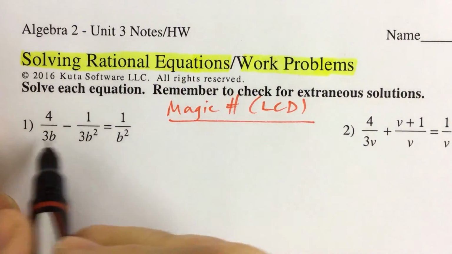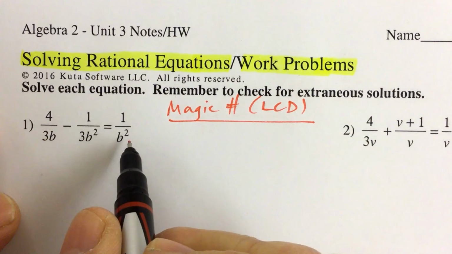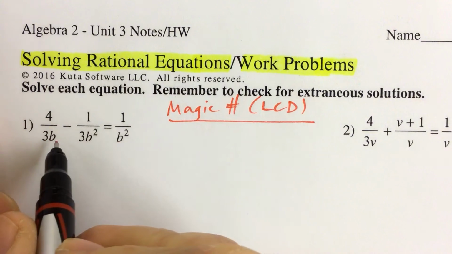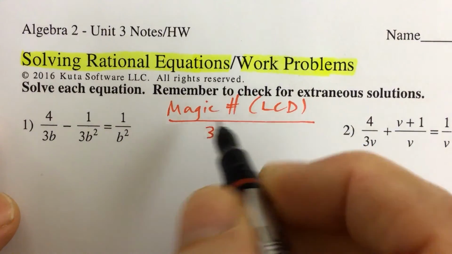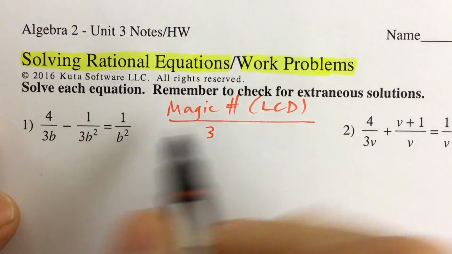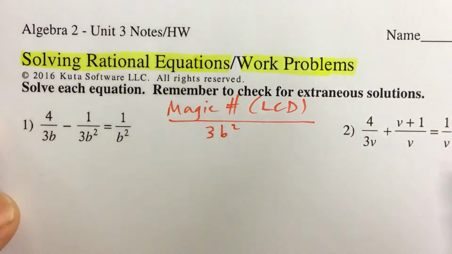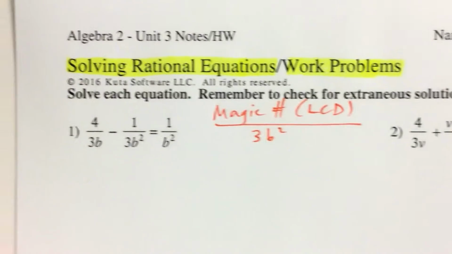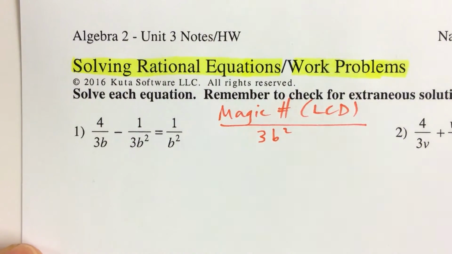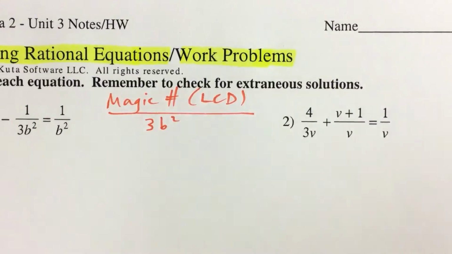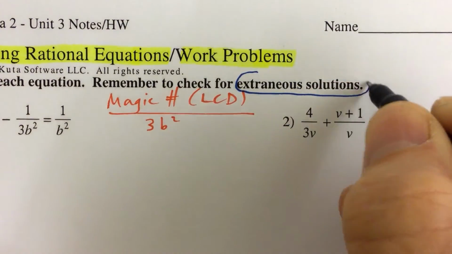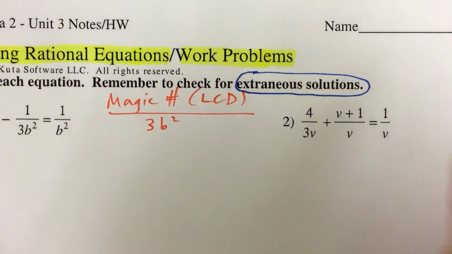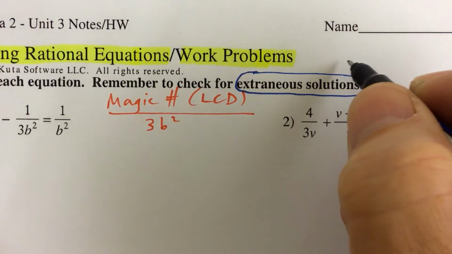And with a little bit of work, you could see that the lowest term that all three of these denominators divide evenly into would be 3b squared. And if you can identify that lowest common denominator, then your work is basically half over. And the other thing we want to be thinking about is, as it says here, to remember to check for extraneous solutions. What we want to do here is identify the excluded numbers.